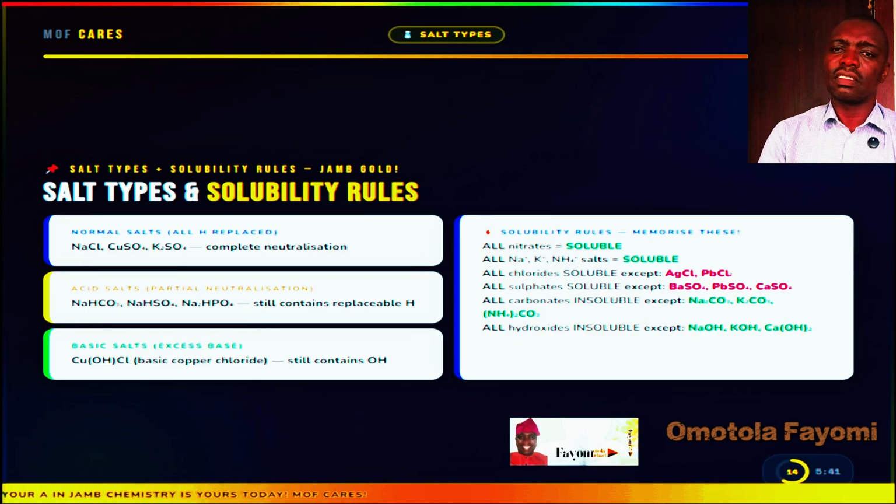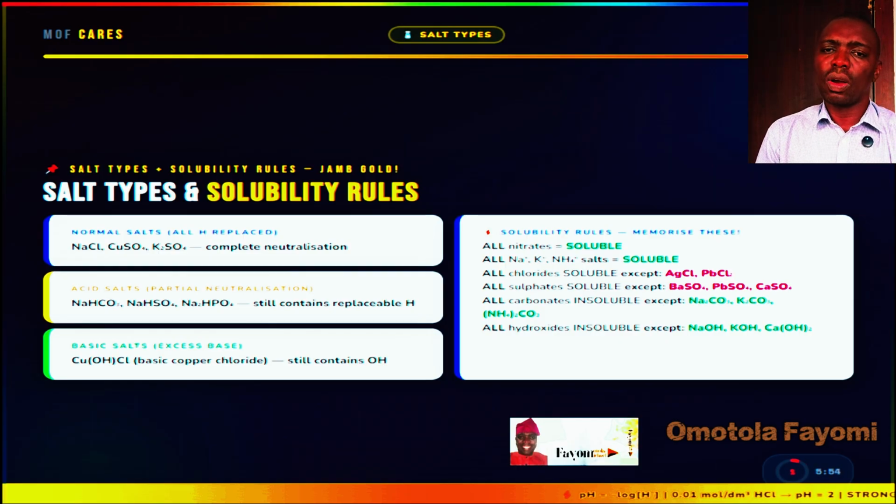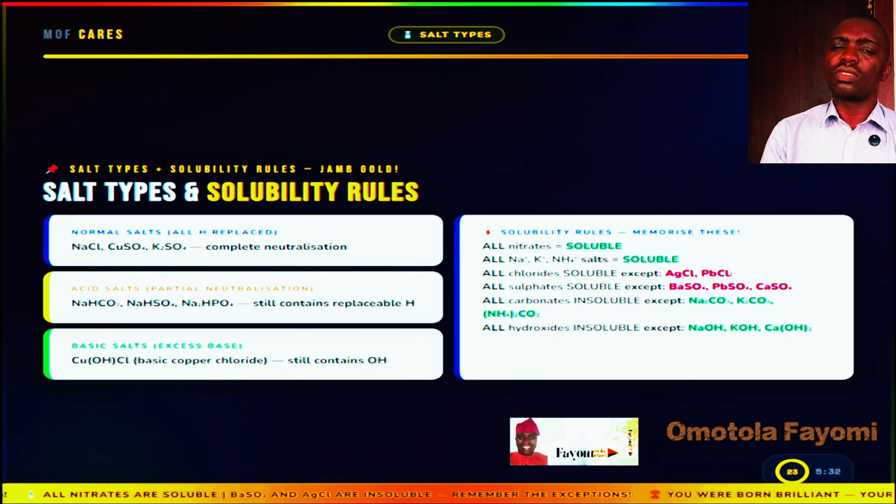NaHSO4 is another example. A basic salt contains both the anion from the acid and the hydroxide or oxide, like basic copper chloride. This forms when there is an excess of base during neutralization.